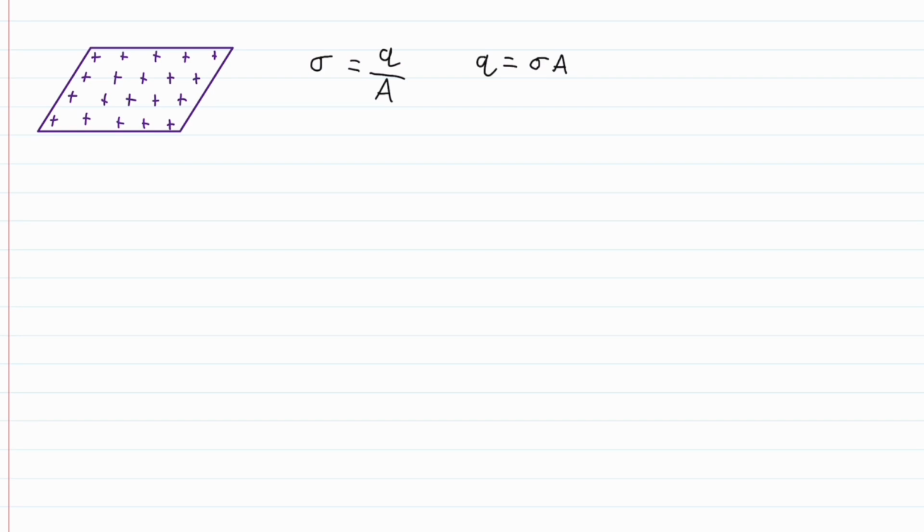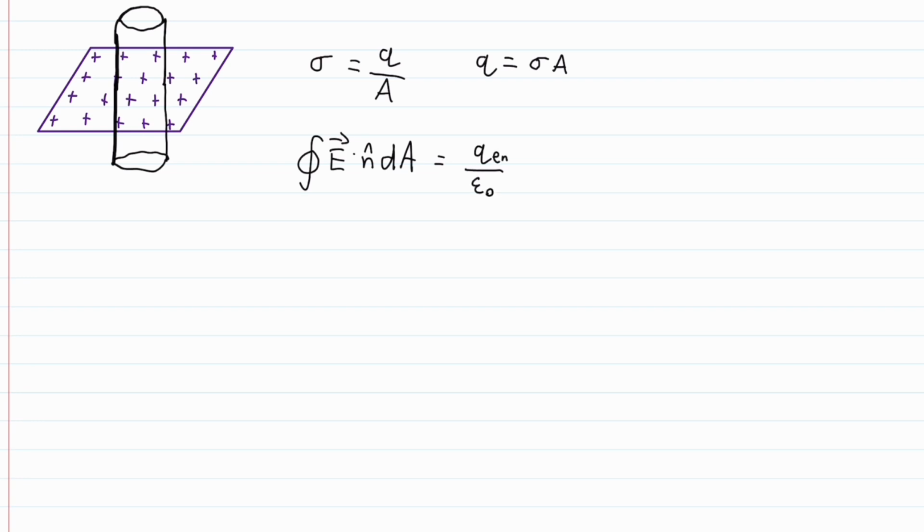First, let's draw a Gaussian cylinder coming out of both sides of the infinite sheet. So it would look something like this. And now this is valid for Gauss's law because E dot n in Gauss's law is easy to evaluate at every point. So let's write out Gauss's law. So E dot n dA equals Q over epsilon naught, Q enclosed.